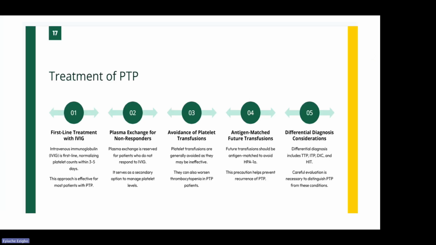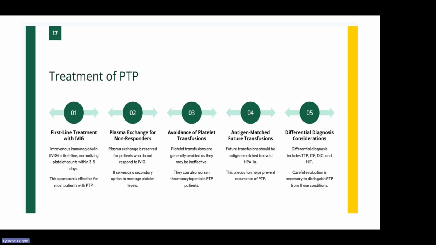So treatment of PTP, we can use immunoglobulin. Intravenous immunoglobulin is the first line. This approach is effective for most patients with PTP. So why do they give the immunoglobulin? Because instead of destroying the platelets, the antibody can now destroy, eating up the immunoglobulin, and then the platelets can be allowed to circulate for some time.